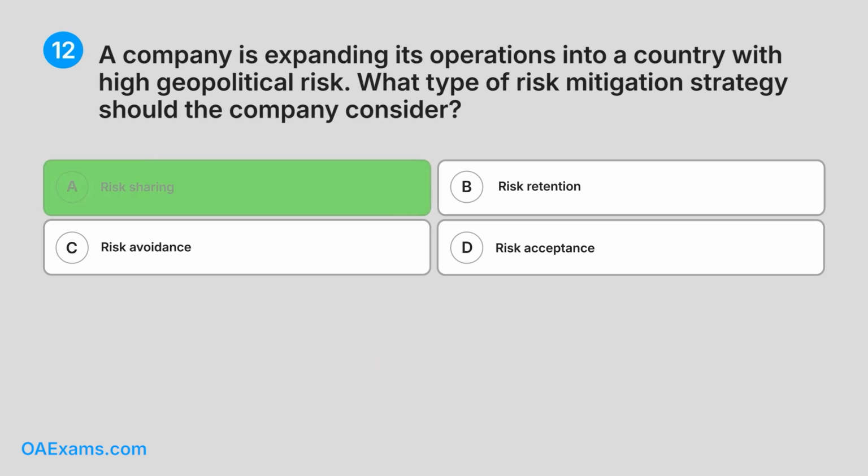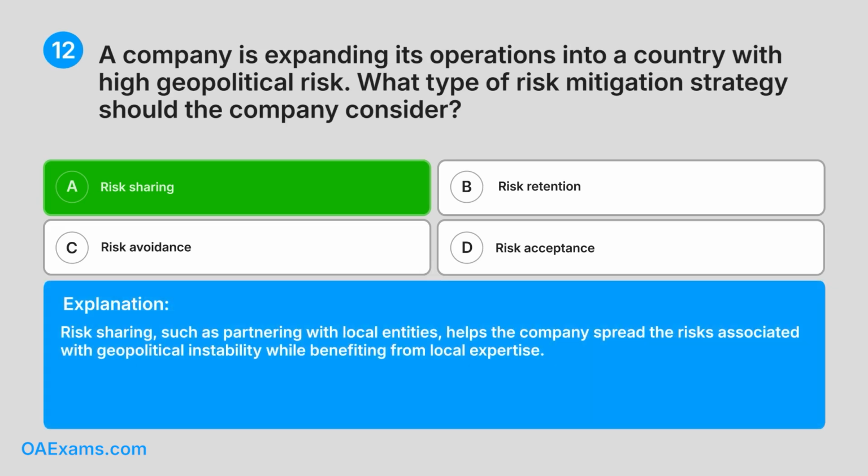Correct answer. A. Risk sharing. Explanation. Risk sharing, such as partnering with local entities, helps the company spread the risks associated with geopolitical instability while benefiting from local expertise.